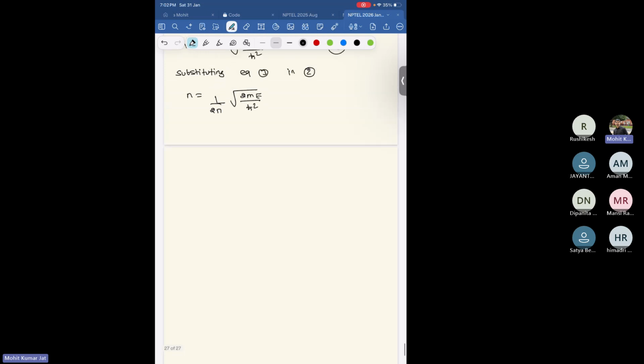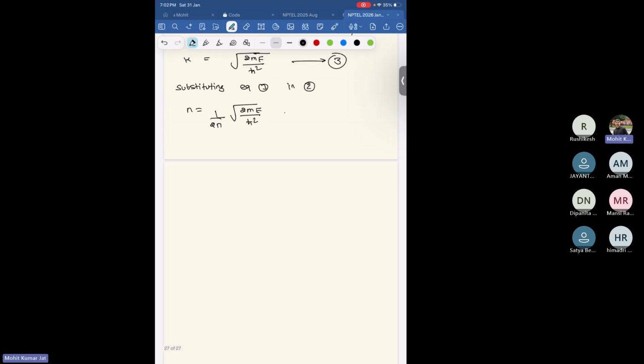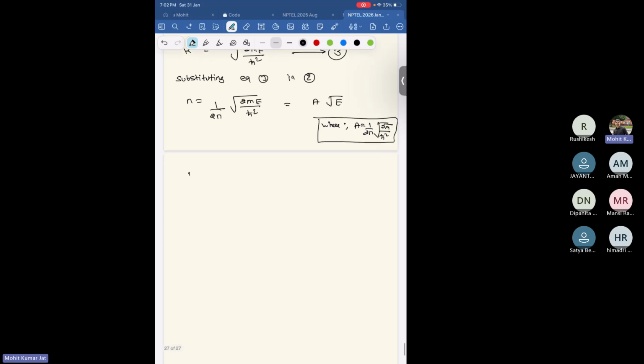So let me just take this one as constant, because otherwise I will have to carry it every time. N equals A times square root of E, where A is 1 by 2 pi square root of 2m by h bar square. That is a constant. So now N and A are dependent on this relation. N is equal to A square root of E, but I will have to take del N by del E.